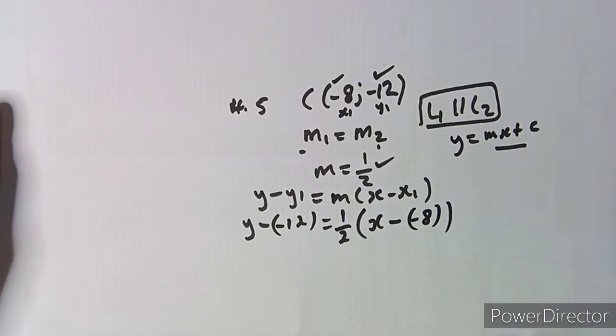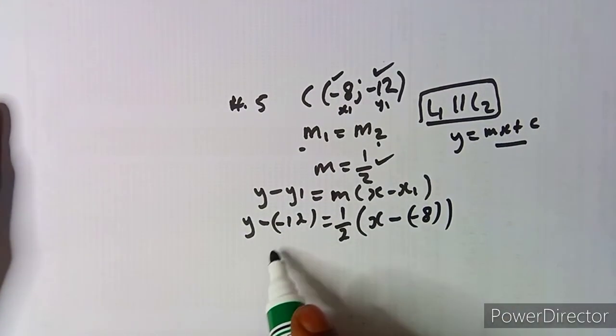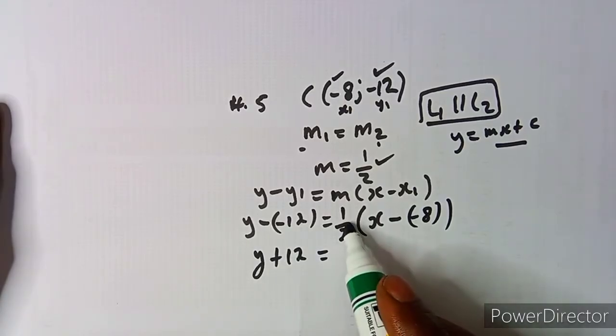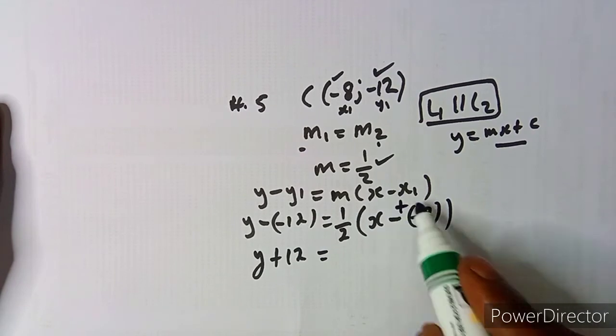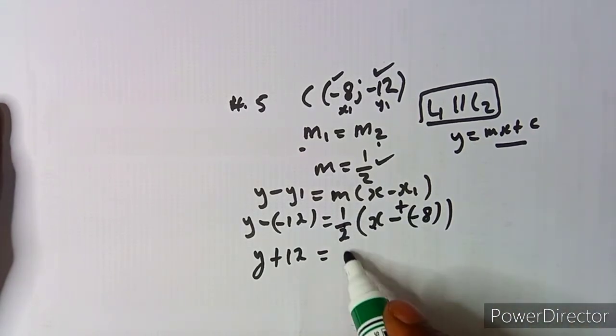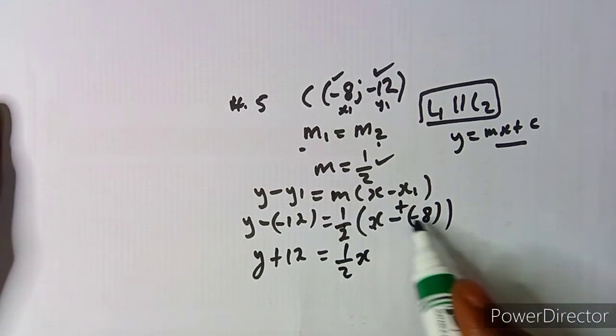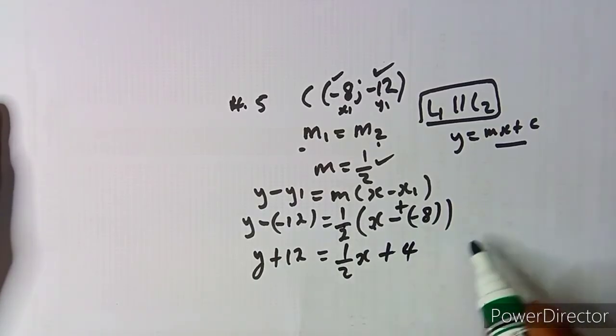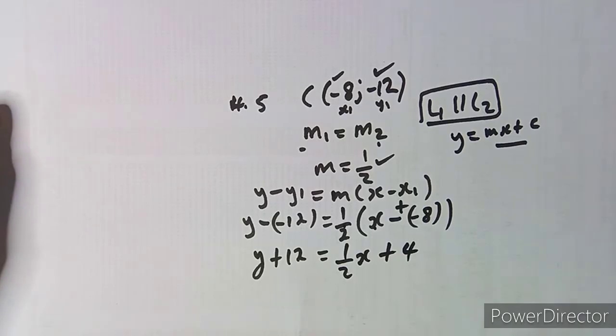So let's simplify and see what you're going to have. Negative and negative, that's a positive. So it's y plus 12, which is equivalent to negative and negative, that's a plus here. So you have half of x. Then you have half of 8, which is going to give you a 4 from your calculator. Half times 8, that is 4.